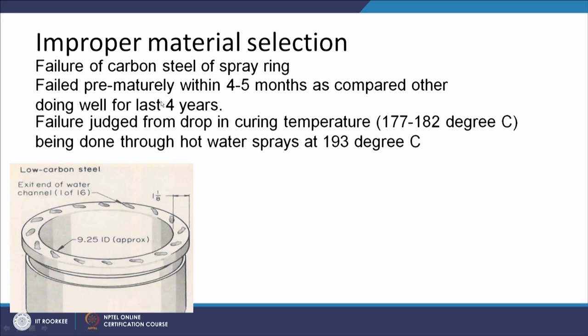So, this ring failed prematurely within 3 to 5 months, as compared to the other rings which used to survive for more than 4 years, and the failure was just from the reduction in curing temperature, because these nozzles were used to direct the hot water onto the rubber tire. During the curing, it was observed that these rings were not able to maintain the curing temperature, and the temperature dropped to 177 to 182 degrees centigrade, while it was expected that the curing would be done at 193 degrees centigrade.